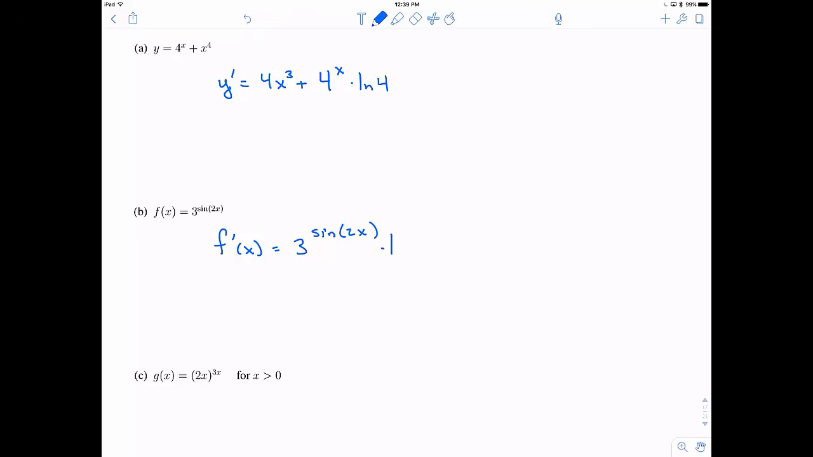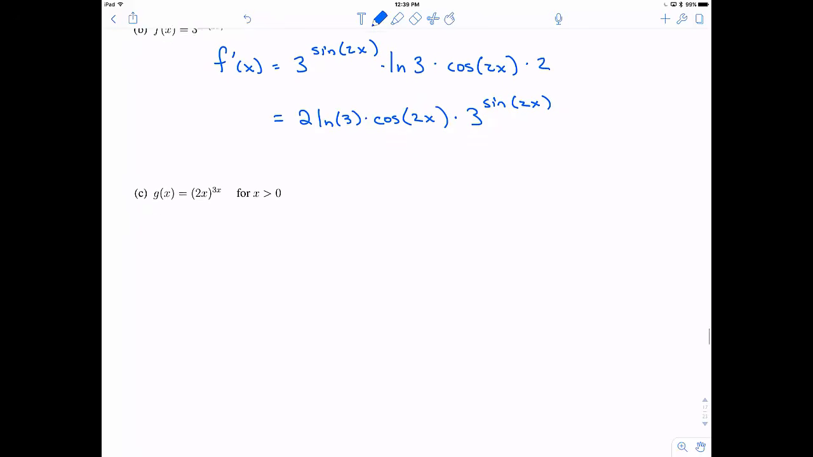Or 3 to the sine of 2x, it's a more complicated one, times the natural log of a. Again, my a is 3. And then now I have the chain rule. So the chain rule says I need to take the derivative of the inside, which should be the cosine of 2x, and yet I have another chain rule that says I need to multiply by 2, the derivative of its inside. Whew. So when it's all said and done, let's kind of gather all the constants. So 2 and natural log of 3. And then times cosine of 2x, and then times 3 to the sine of 2x. So I'm just rearranging things a little bit, make it look pretty.